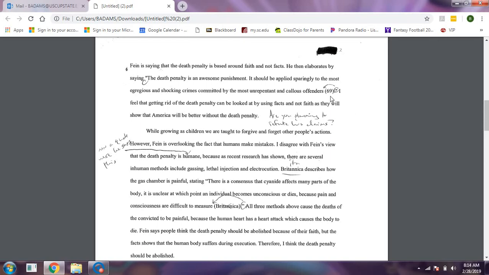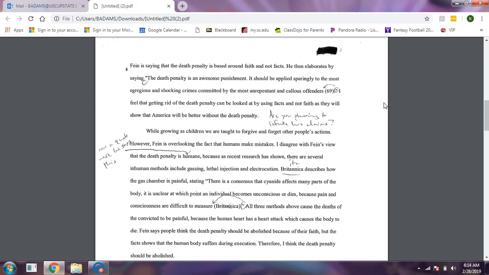And notice here, he's put the quotation mark on the wrong side of the parenthetical citation. This implies that the author of the quote actually said 69, which he did not. Quote goes here, and the parenthetical citation goes afterwards. "I feel that getting rid of the death penalty can be looked at by using facts and not faith, as they will show that America will be better without the death penalty."